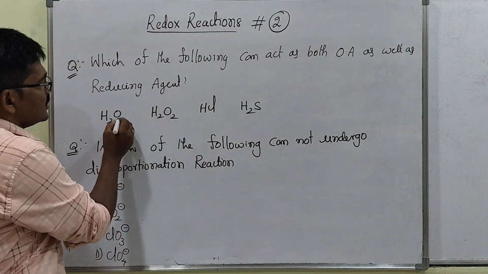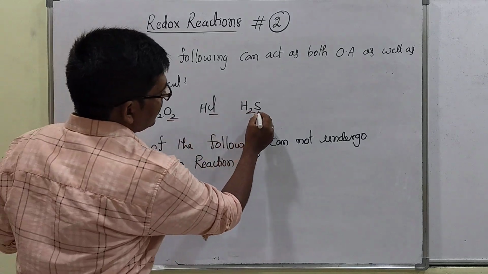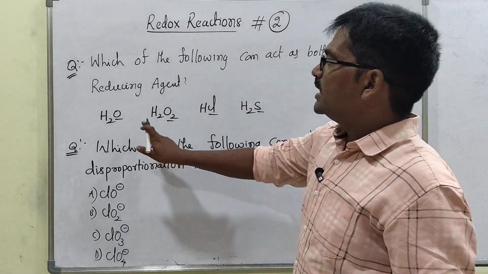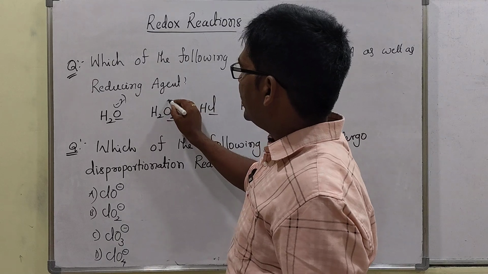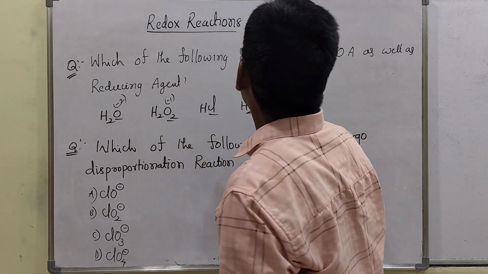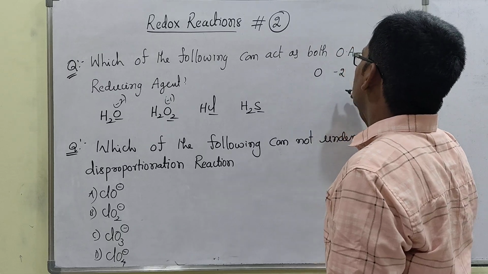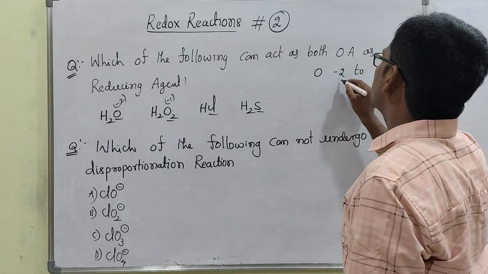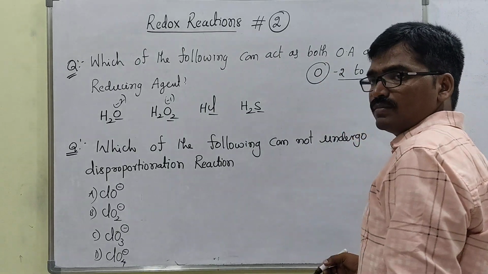So here oxygen is the central atom, here chlorine is the central atom, here sulfur is the central atom. Then look at, sir, oxygen here is -2 oxidation state, right? Then oxygen here is -1 oxidation state. Oxygen's lowest oxidation state is -2, highest oxidation state is +6. Sir, -2 to +6. Which one? For oxygen -2 to +6.